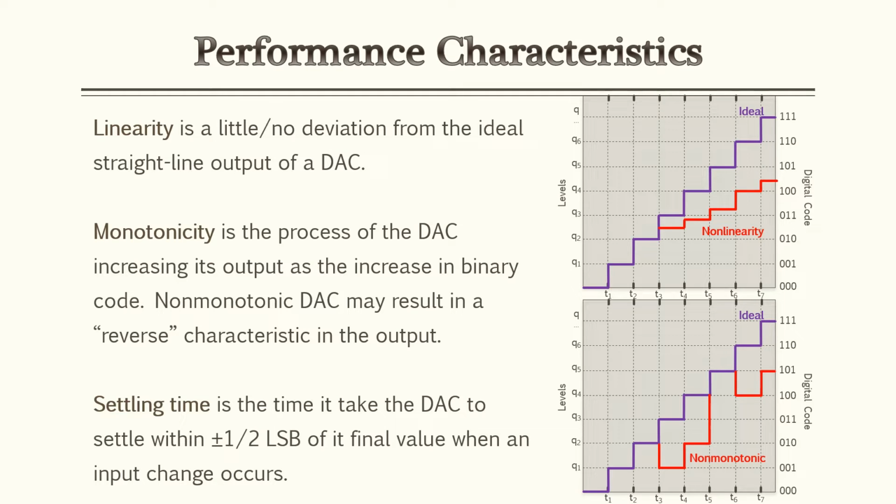If you look at the graph at the bottom right, it's supposed to be ideal. It's supposed to go up in nice steps. However, every now and then it will go in the reverse direction, and that's non-monotonic. That's what you do not want. That's the worst case scenario.